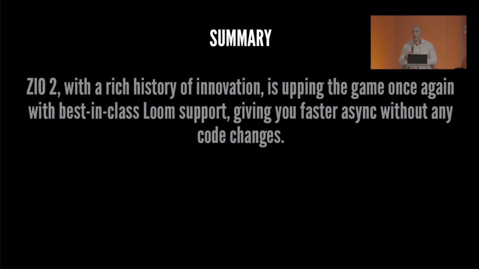So in summary, ZIO 2.1, even though it's 100% backward compatible and not introducing really any new features per se, I think is really upping the game, once again, with best-in-class Loom support. We're going to check all the boxes and make sure that that Loom integration is ready to go. And it's going to give you faster async performance without you having to change a single line of code. And ultimately, as we upgrade the ecosystem, you're going to see these changes percolate in these different libraries that do everything from web serving to GraphQL serving to this and that. All of that stuff is going to come for free.